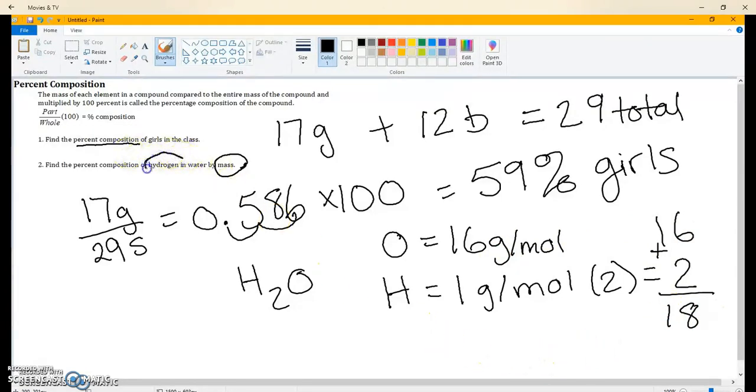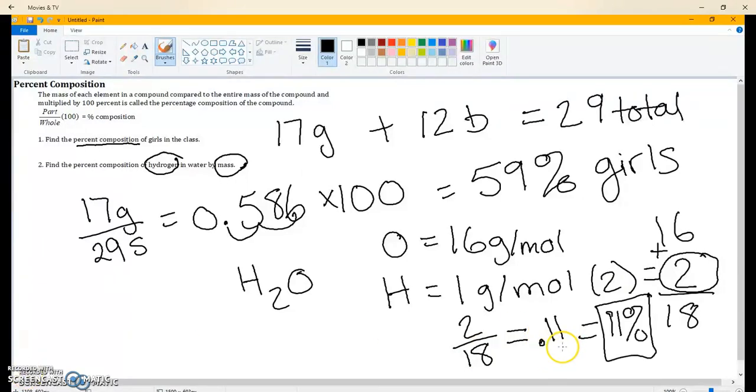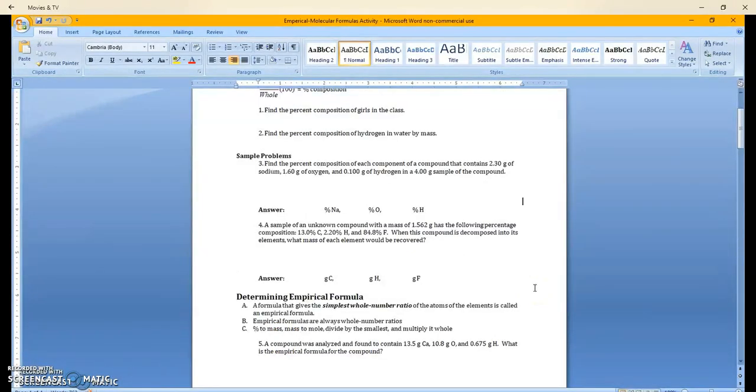And since it wants the mass of hydrogen, I'm going to take hydrogen, which is the 2. 2 divided by the total 18 grams is equal to 0.11, which multiplied by 100 is 11%. So water is made up of 11% hydrogen. It's just a way of saying how much hydrogen is there versus how much oxygen is there. Alright? So if you would, I need you to practice this to see if you have it. Please do question 3 and question 4, sample problems. Pause the video and please do them.